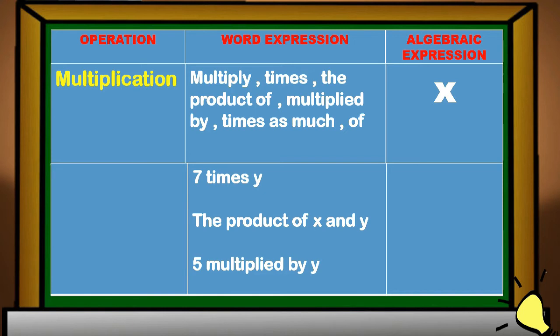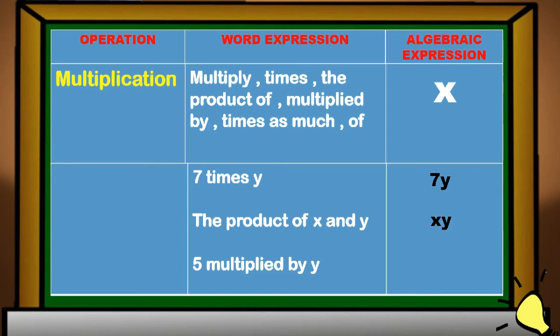Now let's go to multiplication. What are some of the word expression? We have multiply, times, the product of, multiplied by, times as much of, and then you have the sign for multiplication. Now let us have some examples. 7 times y. Your answer is 7y. The product of x and y. Your answer is xy or x times y.